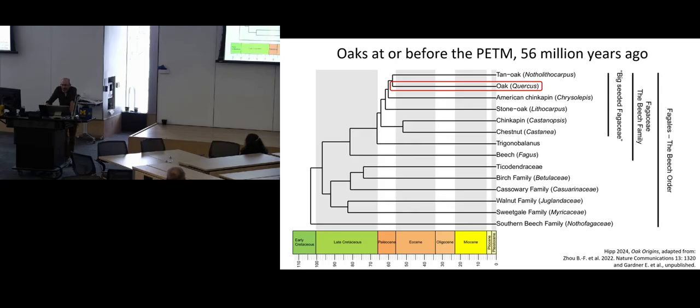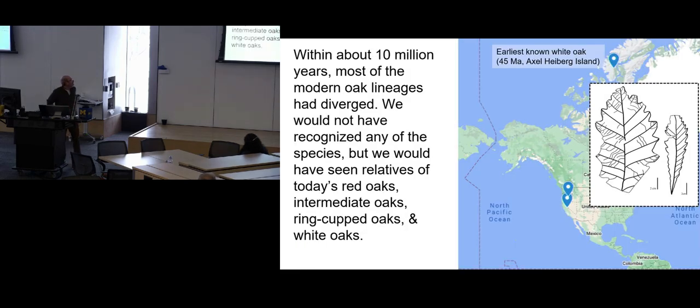So oaks. Oaks arose at or before the Paleocene-Eocene thermal maximum, about 56 million years ago. It's a fairly old genus worldwide, about 425 species. Within about the first 10 million years of oak evolution, most of the major lineages that we recognize today had arisen already. So we could have recognized red oaks, white oaks, intermediate oaks, ring-cupped oaks. We wouldn't have recognized the particular species, but we would have known the lineages that we see today.